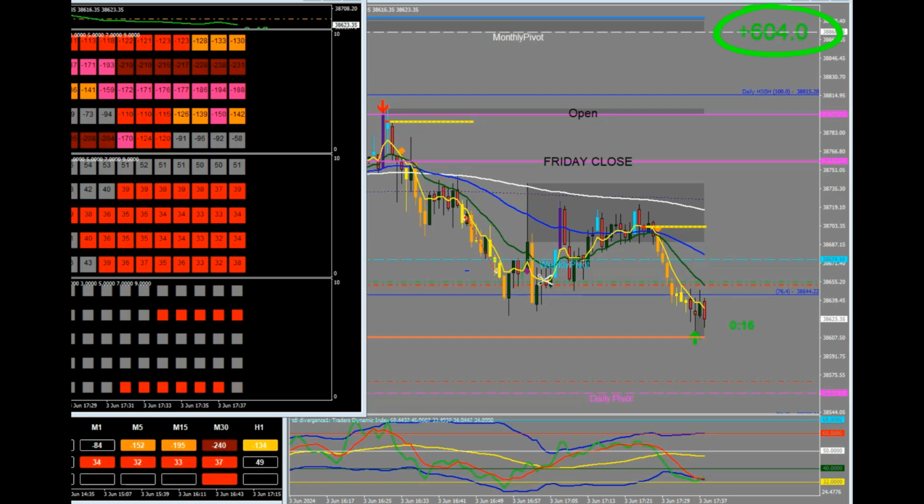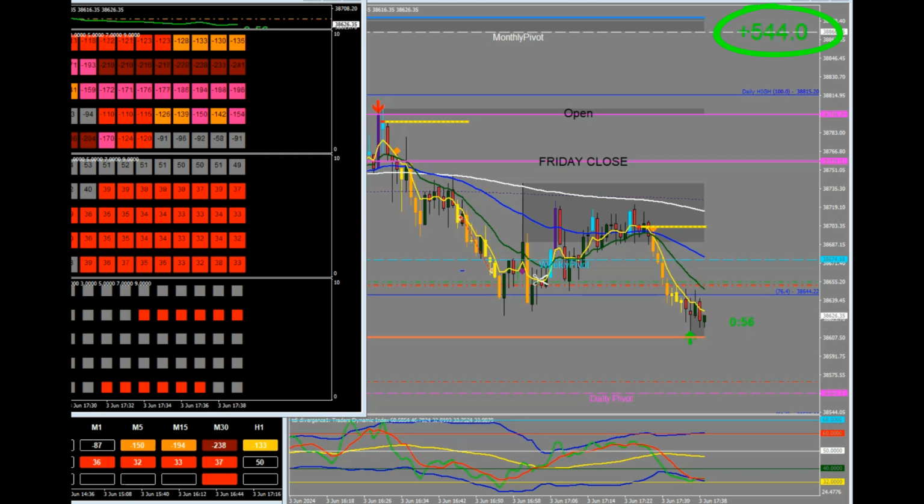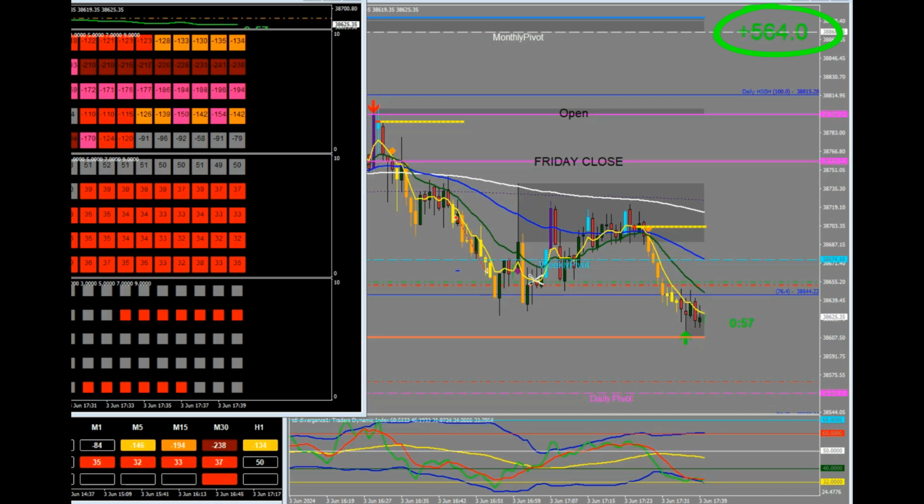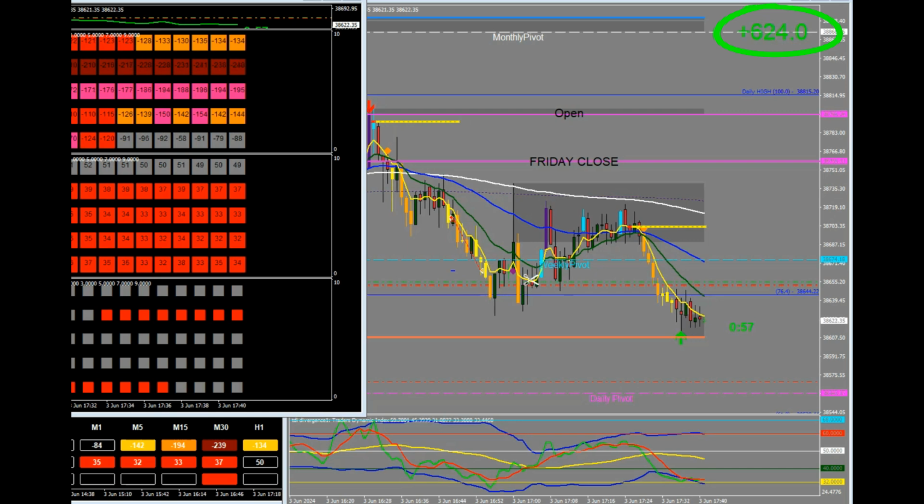Now we're a little bit late getting in this trade, and we're kind of stalling out right here below this 76.4 Fibonacci. Of course, we want to make our way down to the daily pivot, but we're pretty happy with 744 pips. We're going to go ahead and manually shut this trade down and wait for our next data-driven signal.